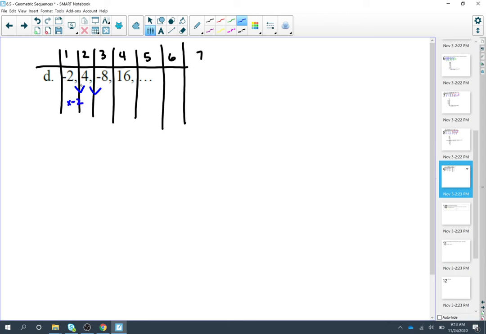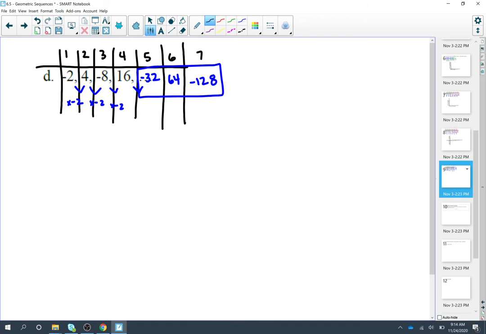So a negative times a negative is a positive, and then times by negative 2, times by negative 2, so we're going to keep going. So 16 times negative 2 is negative 32, then times by negative 2 is 64, then times by negative 2 is negative 128. Then we have to graph this.